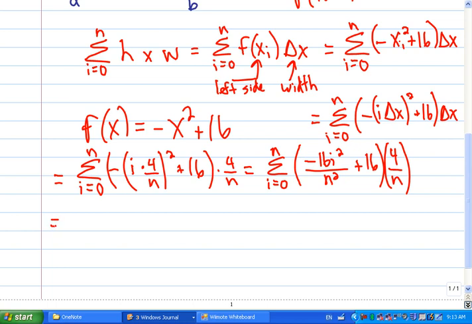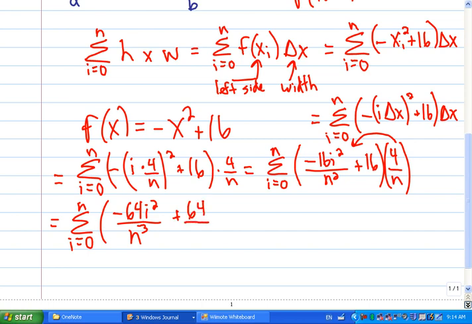And finally, that's going to be negative 16 i squared. Sorry, oh, it's not a 16. It's a 64. So I'm just going to multiply this one in. So it'll be negative 64 i squared over n cubed plus 64 over n. So that formula would tell me for any number of rectangles that you give me.